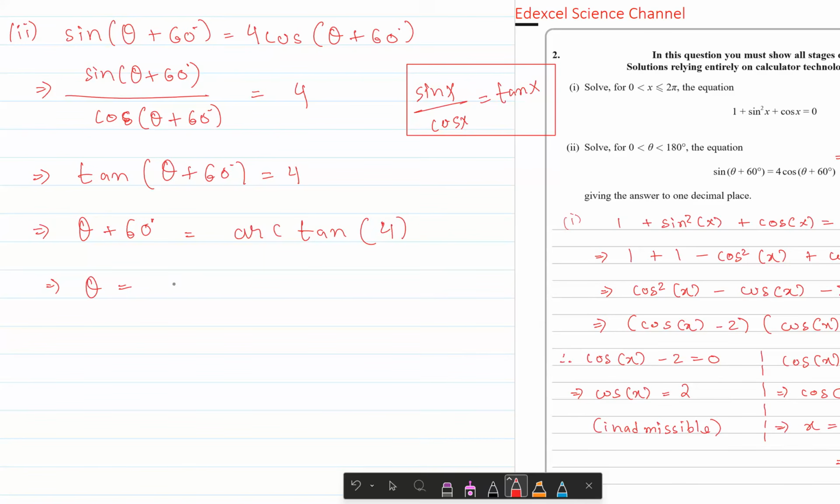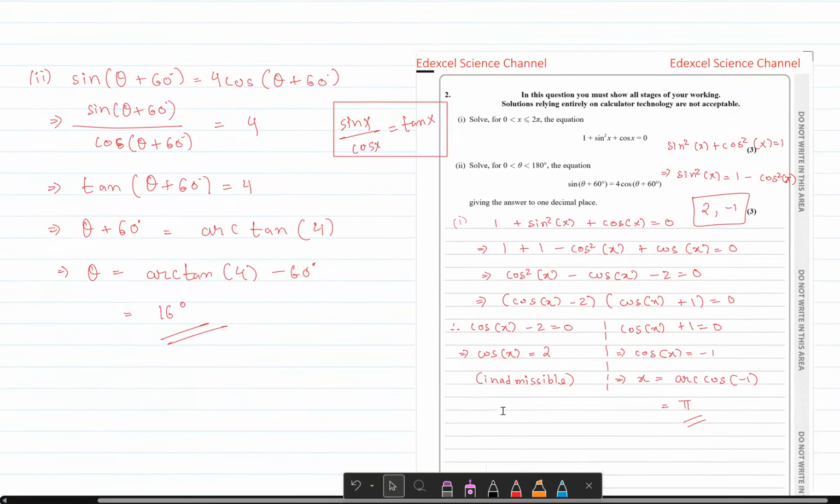And θ will be arctan 4 minus 60 degrees, which will give you 16 degrees, if you use your calculator. So that is all for this question.